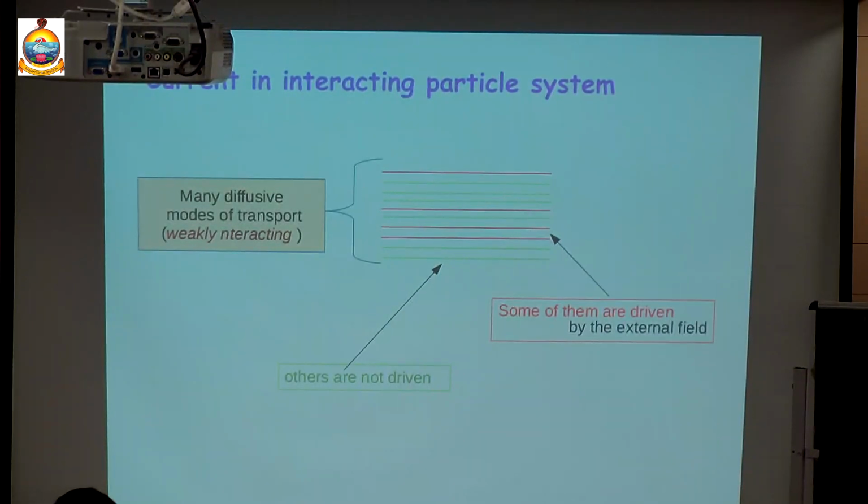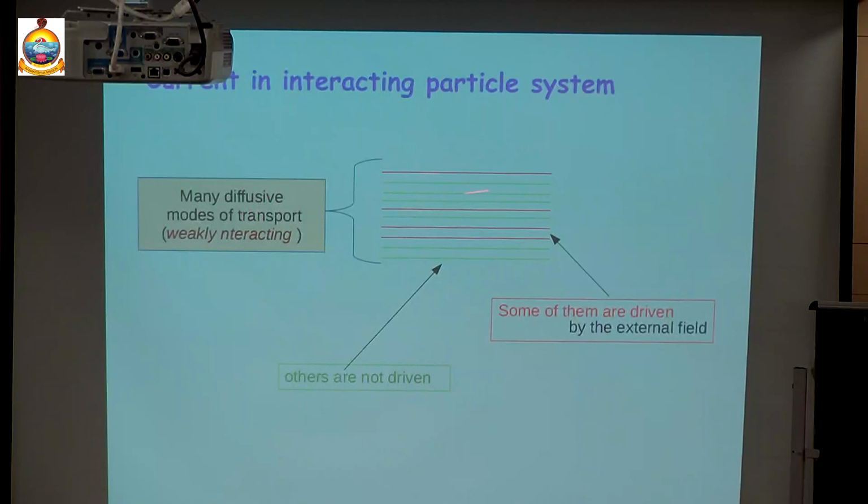So in an interacting particle system, you have many modes of transport. I'm using a new word called modes. That can be particles, or it can be different modes of transport, like some other degrees of freedom, quasi-particles or something else. Okay, so as a general name, I will not call them particles. I will call them rather modes. Okay. So now current in an interacting particle system can be described like that.